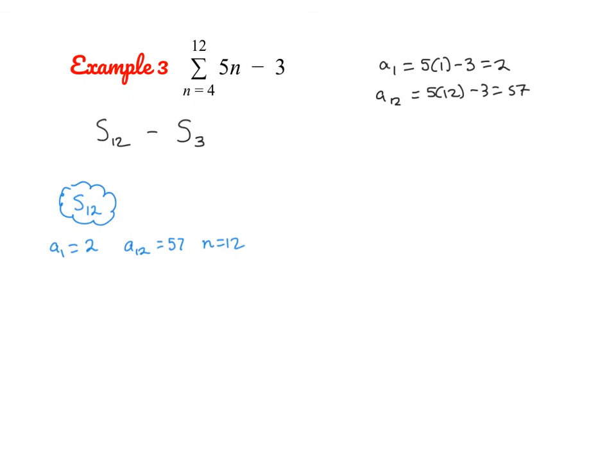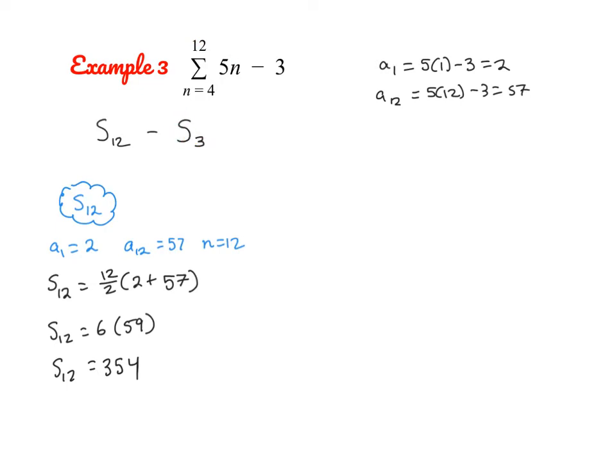So the sum of the first 12 terms is n over 2 times a sub 1 plus a sub n. Now we can simplify. The sum of the first 12 terms is 6 times 59, and that gives us 354. That's the sum of the first 12 terms, but they only want the 4th through 12th.